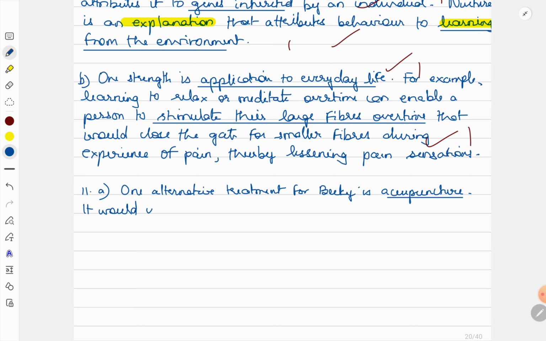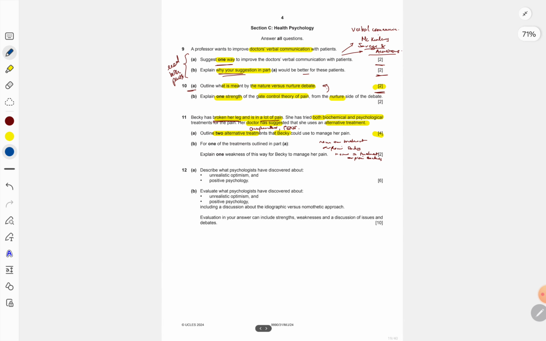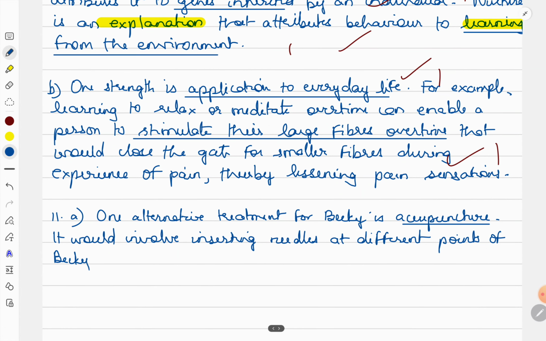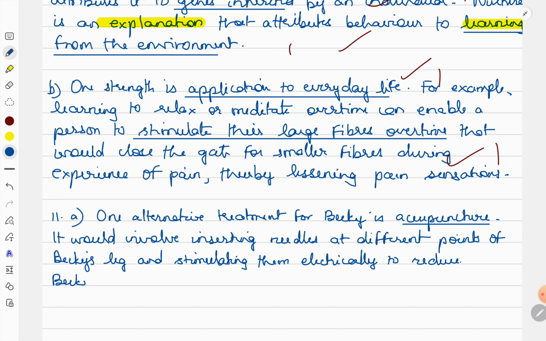So it would involve inserting needles at different points of, okay, I think it was leg pain. I'll just check quickly. Yeah, leg pain. So of Becky's leg, and stimulating them electrically to reduce Becky's pain sensations.